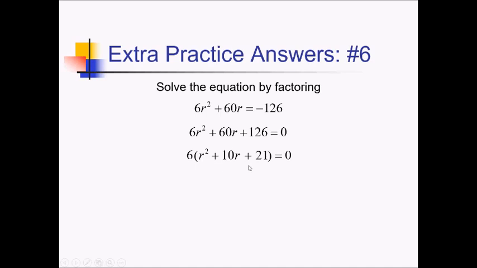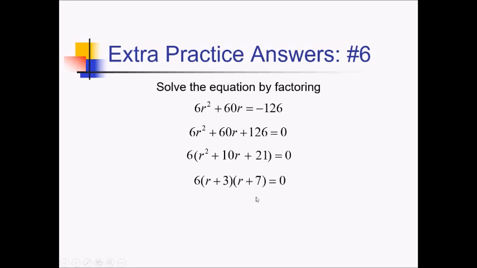And I'm going to try to factor the inside a little bit more. So I've got factors of 21 that add up to 10. That's what I'm looking for. Well, your only choices are 1 and 21 and 3 and 7. 3 plus 7 adds up to 10. So I can bring down this 6 and I can break up this parentheses into r plus 3 and r plus 7.